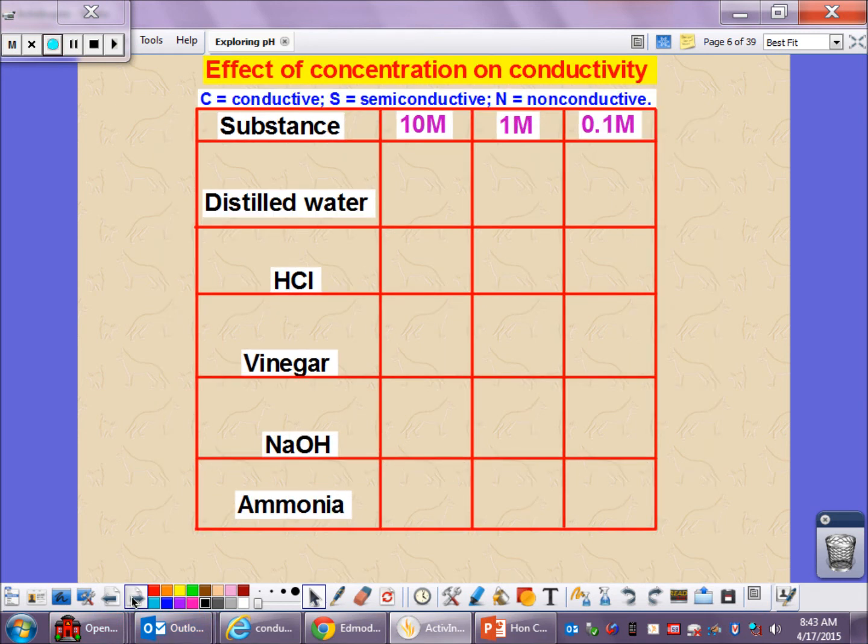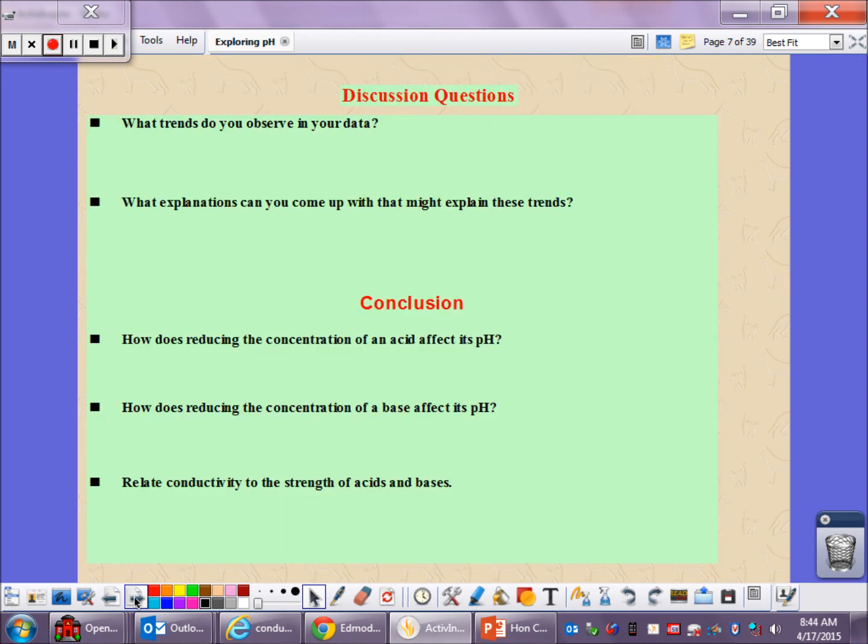Make sure you have table 2 completed. And I need you to answer those questions. It says, what trends do you observe in your data? What explanations can you come up with that might explain these trends? And as conclusions, how does reducing the concentration of an acid affect its pH? How does reducing the concentration of a base affect its pH? Relate conductivity to the strength of acids and bases. So make sure you complete this paper.